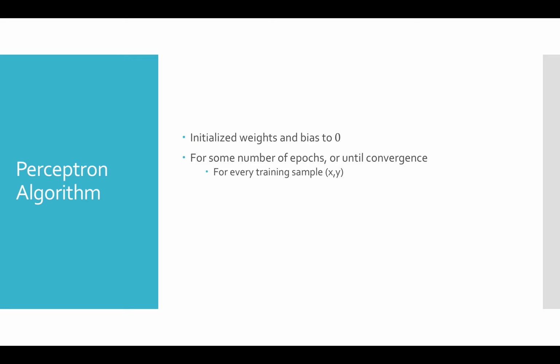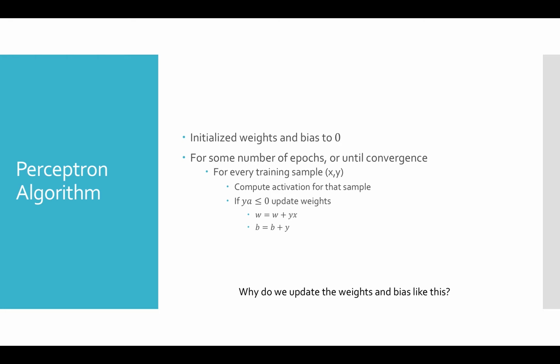Okay, so for a certain number of epochs, we take each training sample, we compute the activation for that sample, and we update the weights if the label times the activation is less than or equal to 0. And we update them using these two equations. So we update W by adding the label times the feature, and we update the bias by adding the label. Okay, this seems really arbitrary, so let's look into it. Why do we update the weights and bias like this?